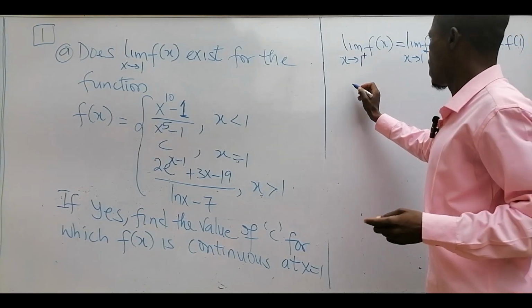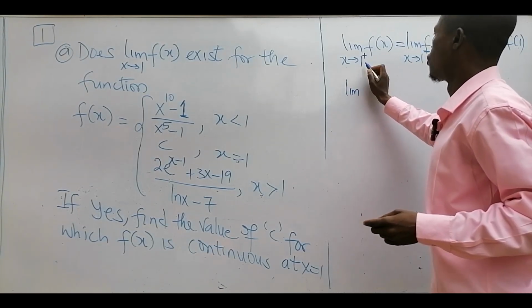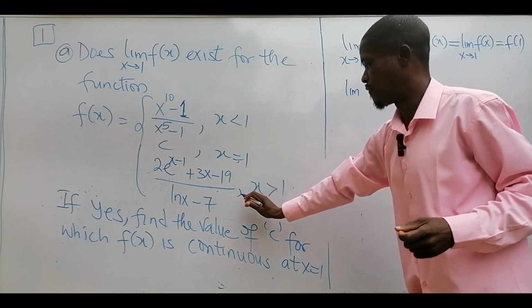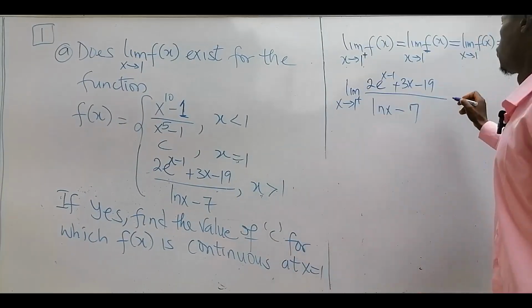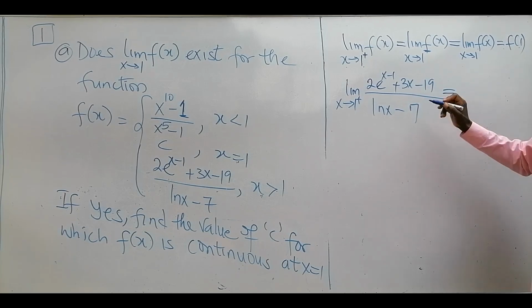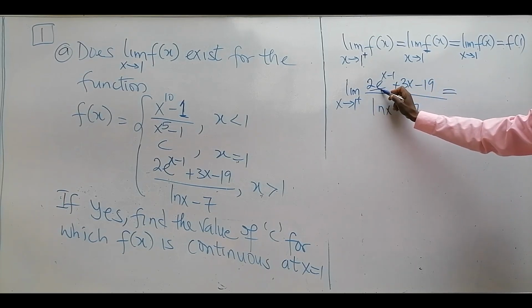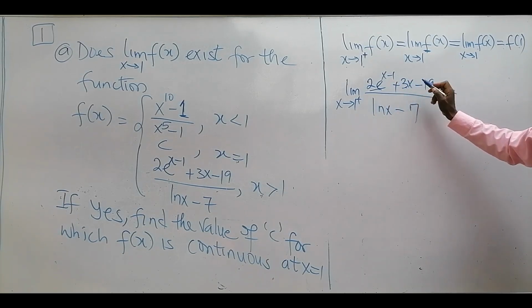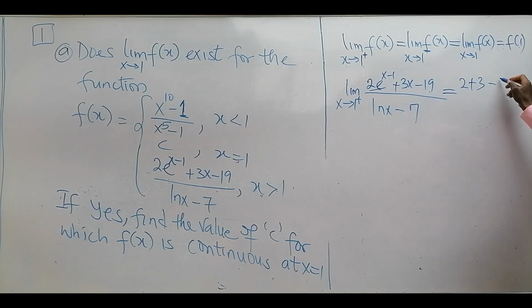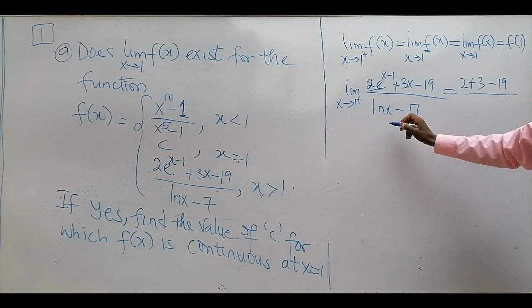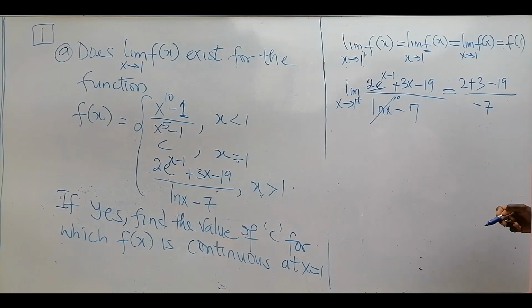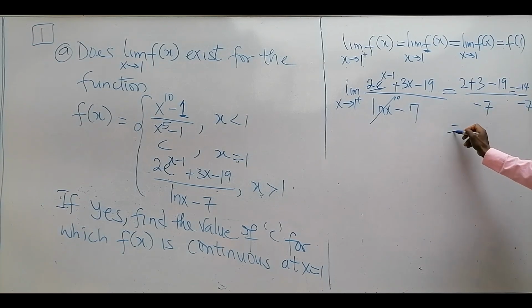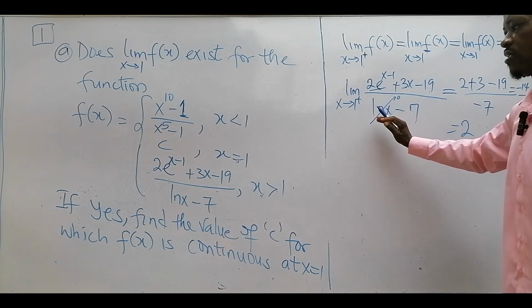So the limit as x tends to 1 plus. That's the function where x is greater than 1. So we have this function. Then you do your direct substitution. So this will be equal to 2 plus 3 minus 19 all over, ln of 1, that will be 0, so we have minus 7 there. Minus 14 over minus 7. And that's giving us 2 for the right-hand side.